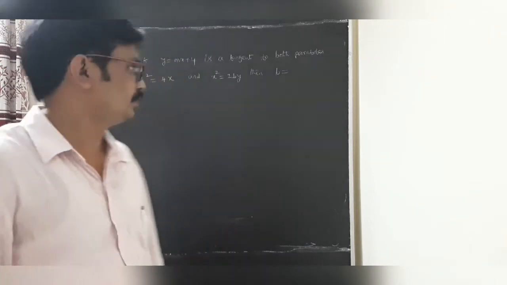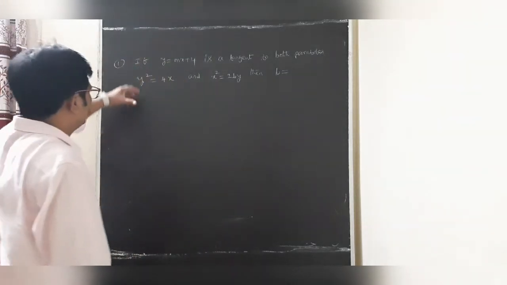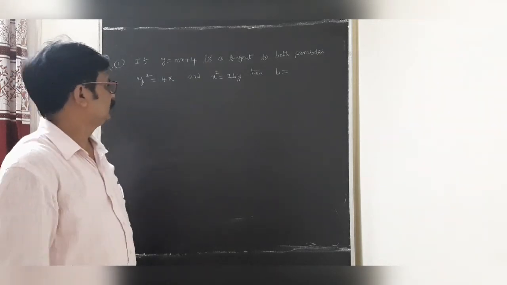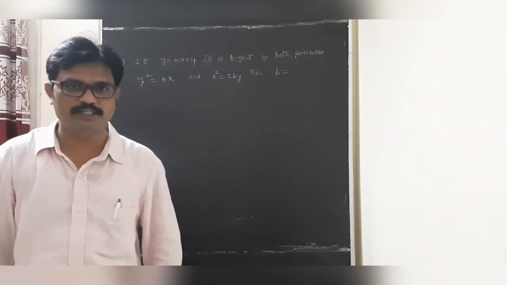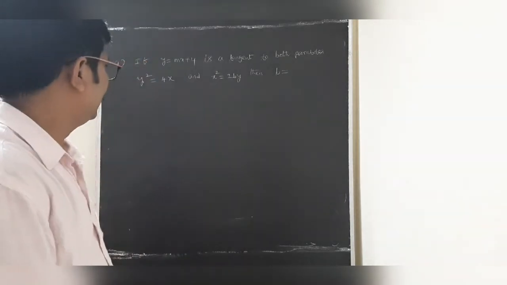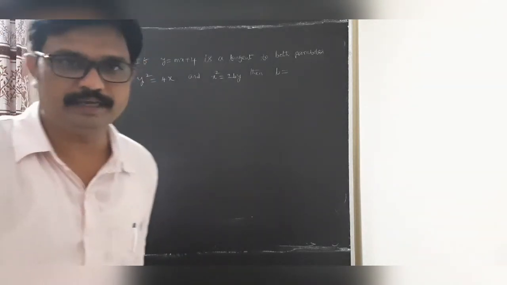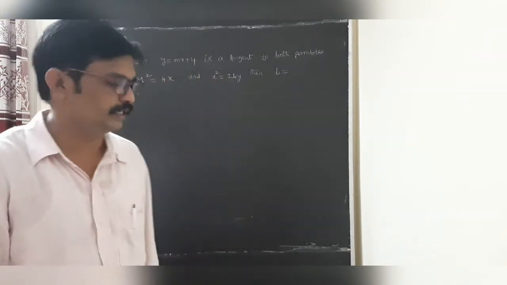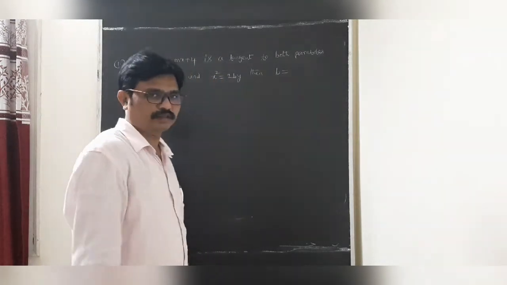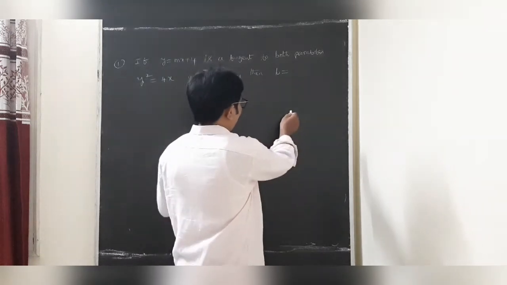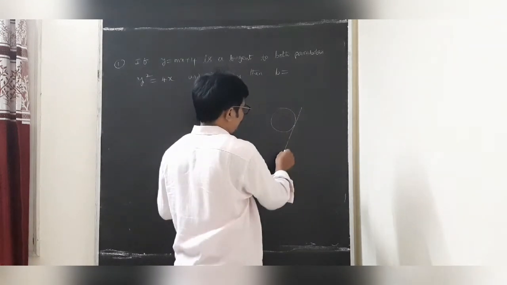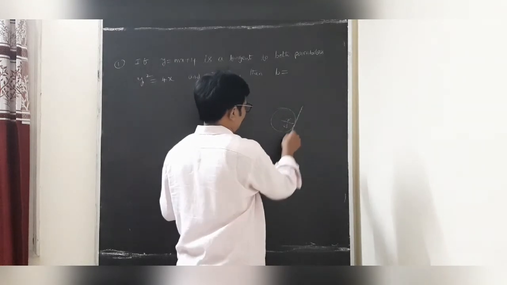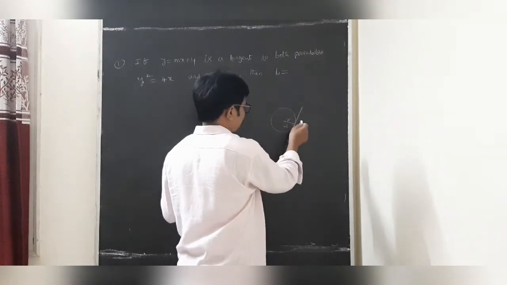Okay, students, now the first one: if y equal to mx plus c is a tangent to both parabolas y square equal to 4x and x square equal to 2by, then find the value of p. Dear students, we know the condition for the circle, everybody knows that. What is the condition for the circle? r equal to d.